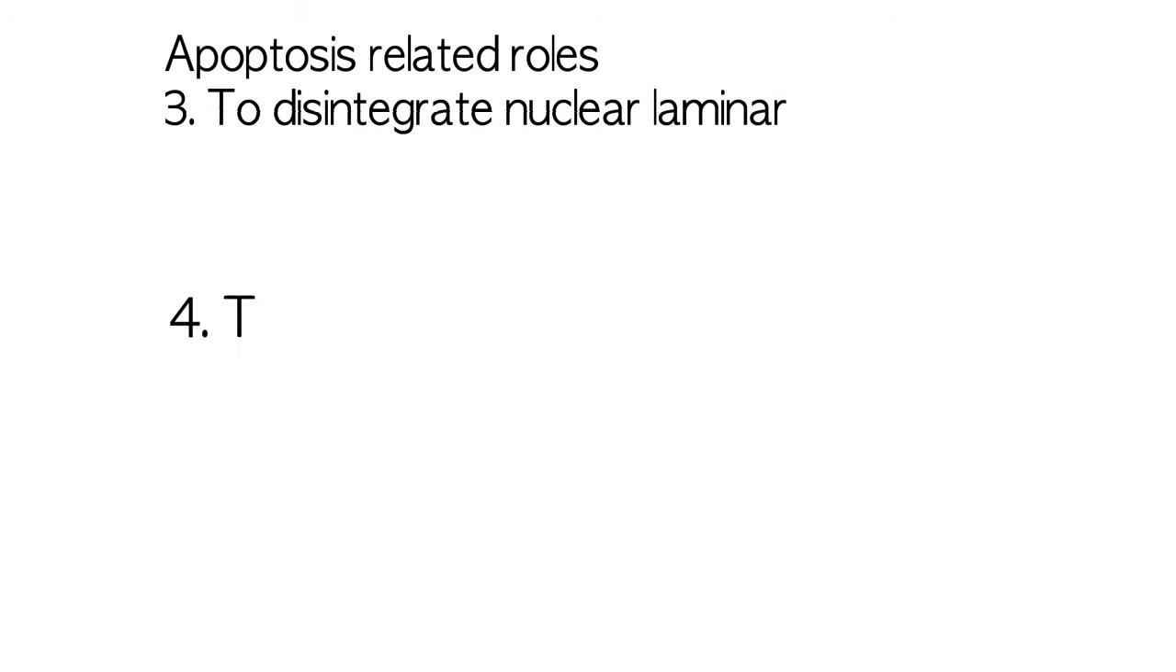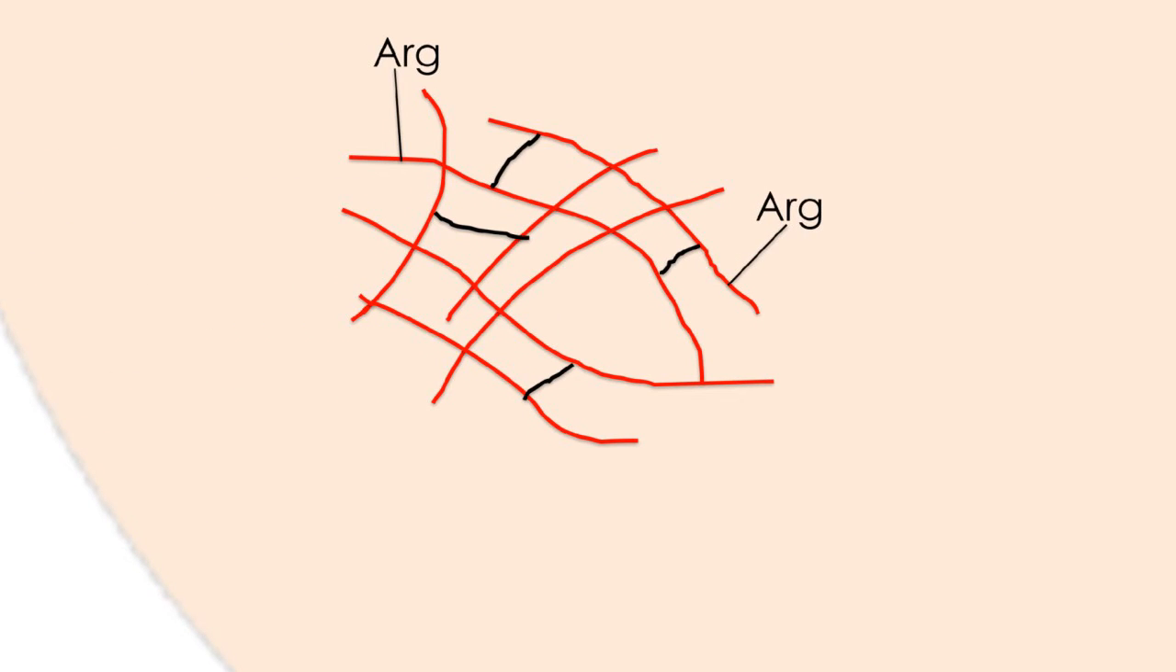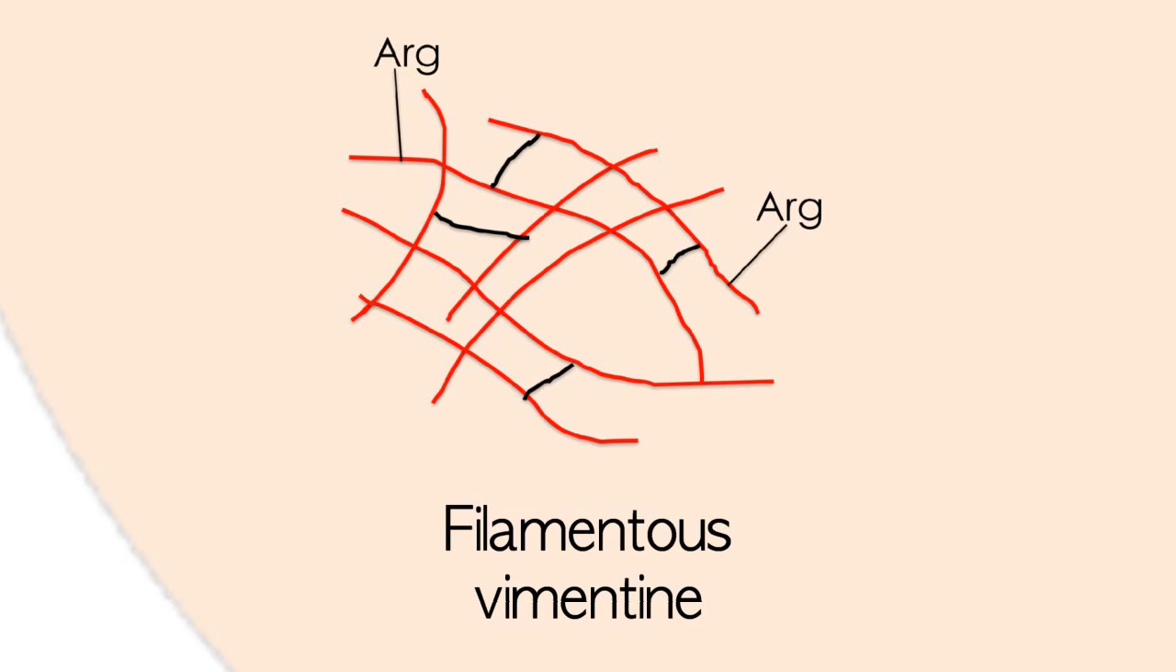Another apoptosis-related role of citrullination is to disassemble vimentin filaments. Vimentin is an intermediate filament expressed by many cell types, which is important for maintaining the shape of the cell and the organization of organelles. They are very stable and are less likely to undergo constant changes during the cell's lifespan.